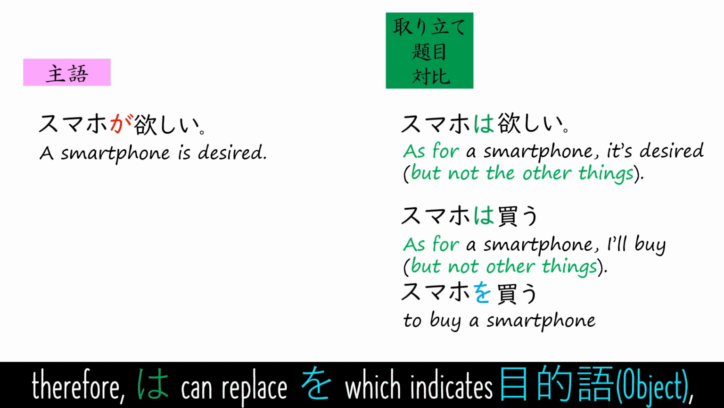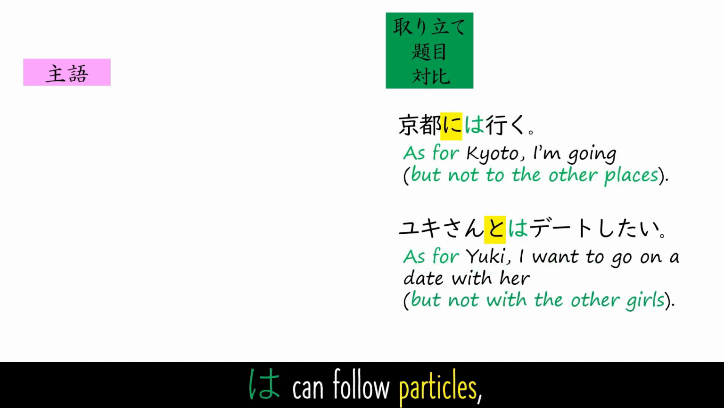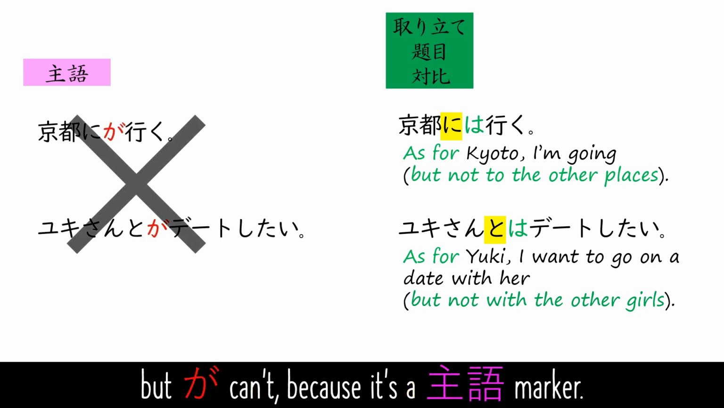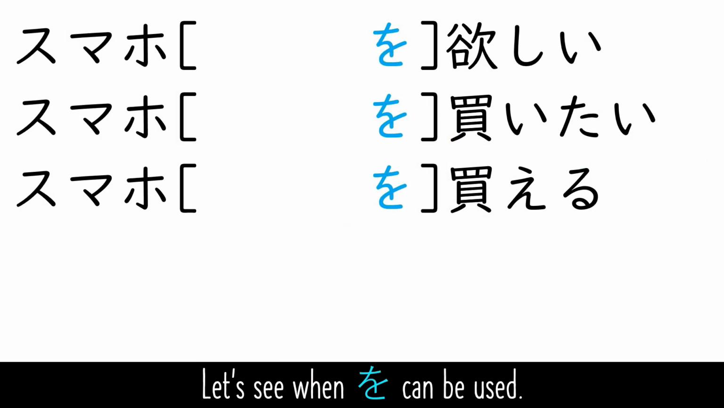Therefore, wa can replace o, which indicates 目的語, but ga can't because it's a 主語 marker. Wa can follow particles. But ga can't because it's a 主語 marker. Let's see when o can be used.